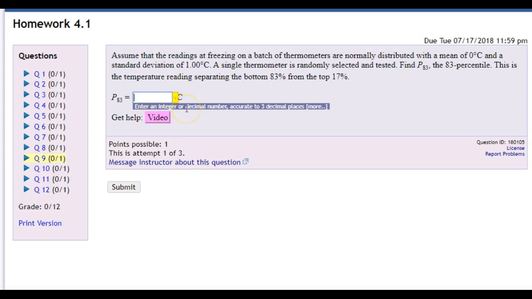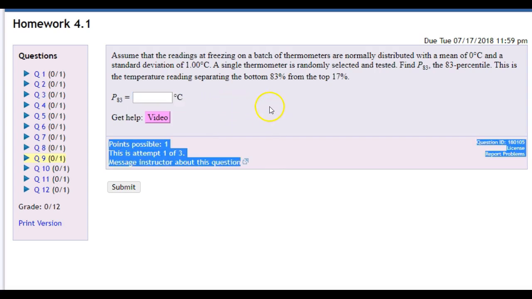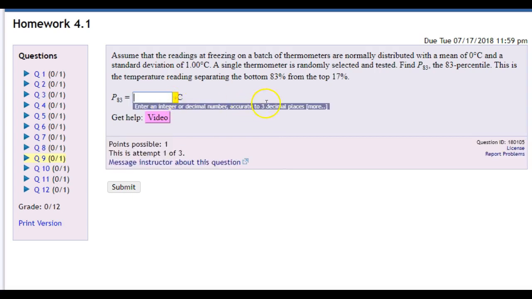So enter an integer, if it's an integer solution, or a decimal number. So accurate to 3 decimals. So there you go, 3 decimal places. It tells you right there. 3 decimals. So pay attention to that. Many of the problems, it really does make a difference, and you have to be careful that you round to the appropriate amount. If it doesn't tell you, then chances are it doesn't really matter, or it doesn't really apply a rounding. But you really want to pay attention to the amount of rounding, because you will get it wrong.